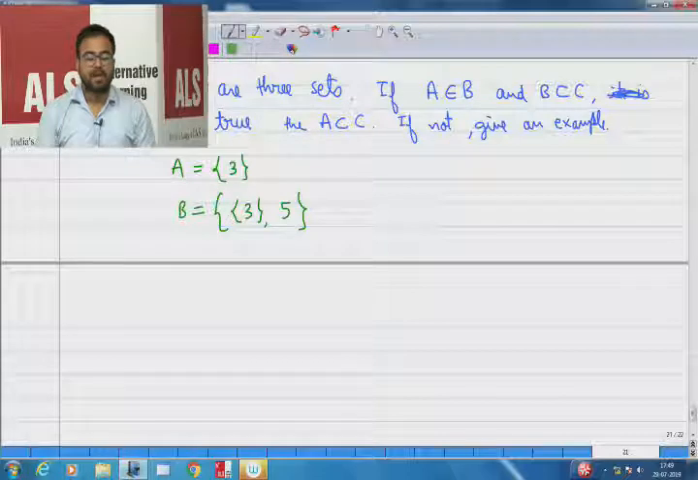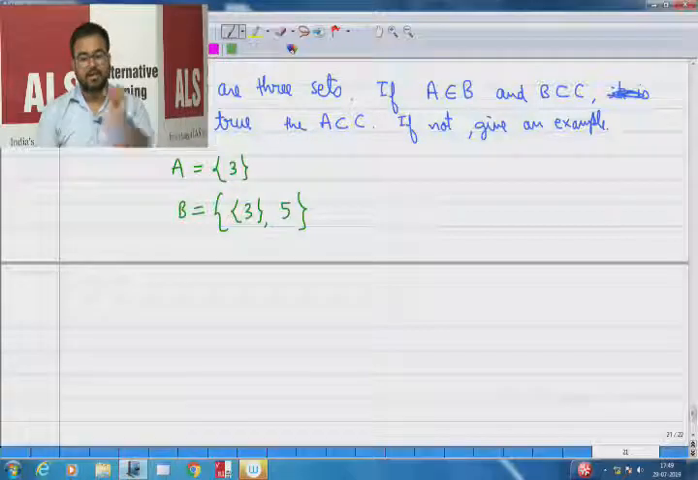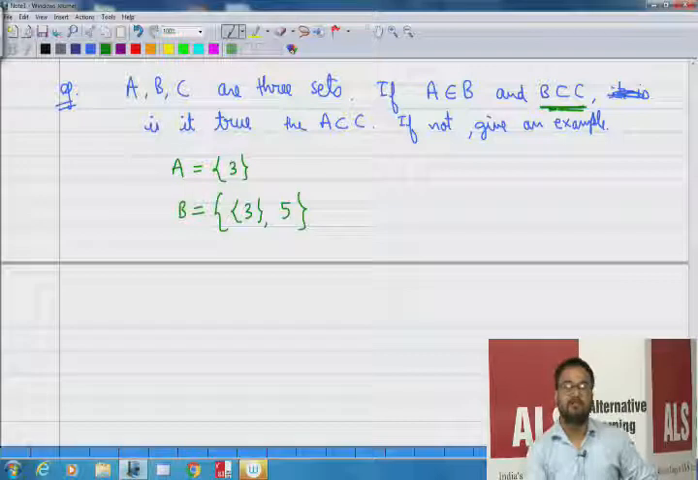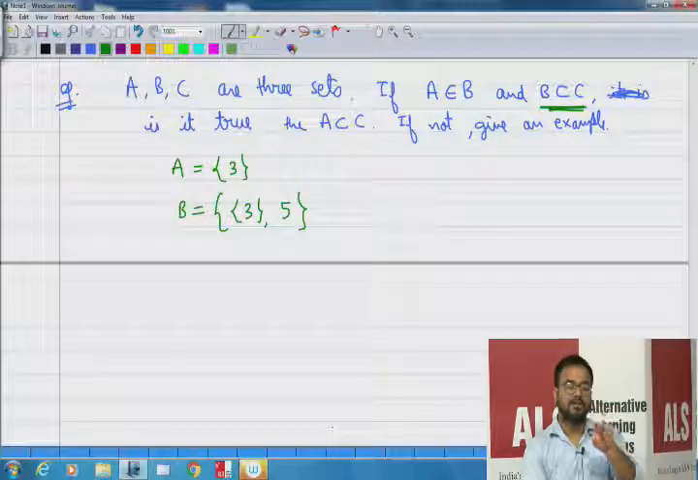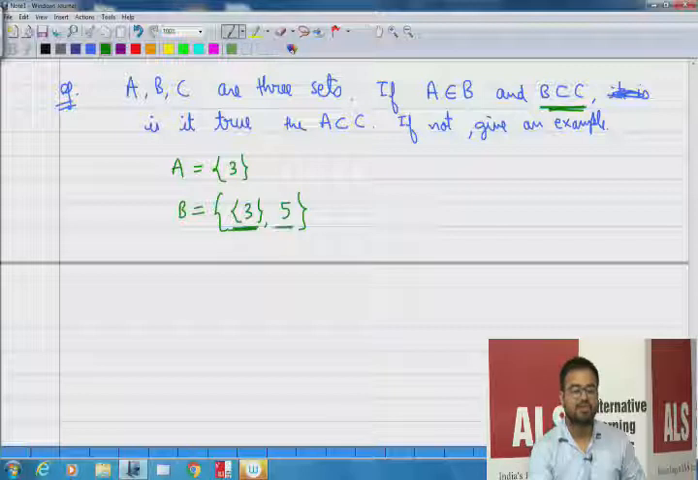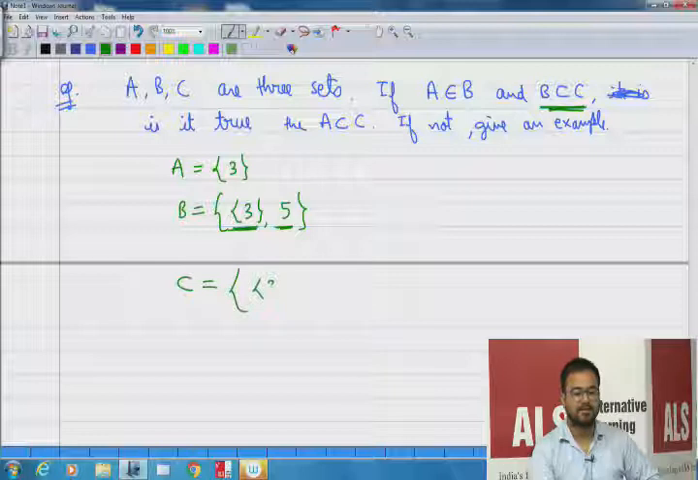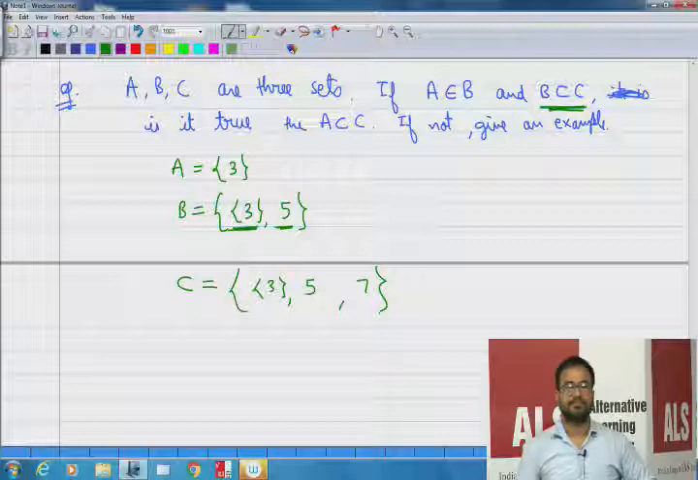Now you can see that A is an element of B. Now it also says that B has to be a subset of C. If B has to be a subset of C, it means the elements of B, these two elements of B, should be present in C. So we can take C as having these two elements, and one more element like this. So this is C.